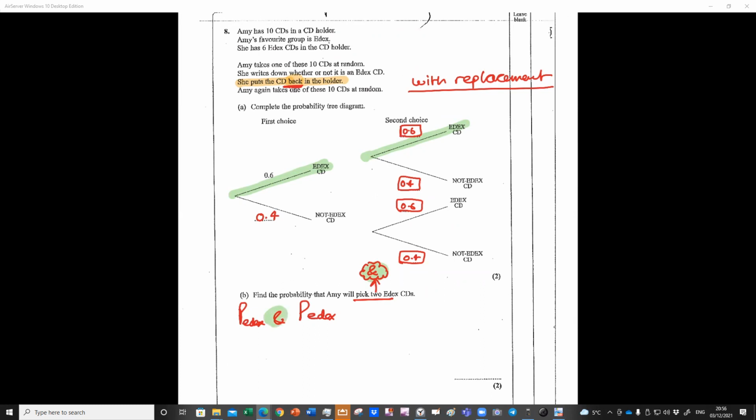So you must write down the idea line. Yes, this is the idea line. So probability of edX is going to be what? 0.6 times 0.6, which is equal to 0.36. Don't say 0.36. That's poor maths, because there's no such number as 0.36. You must read the numbers after the decimal point individually.